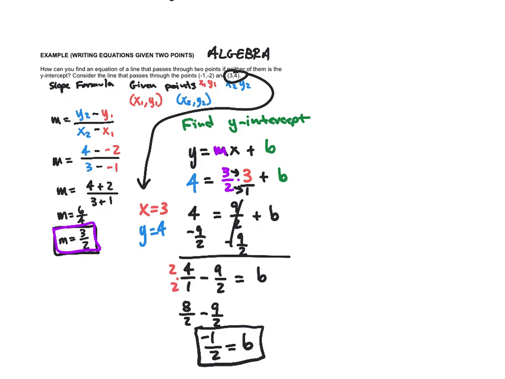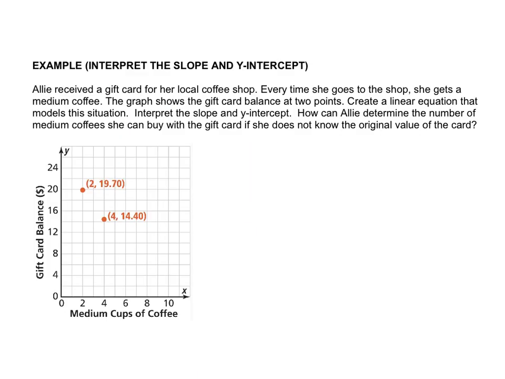All right, let's take a look at the very, very last page. All right, so we've got a word problem here. And this one says, and our goal here is to interpret the slope and the y-intercept. So, Allie received a gift card for her local coffee shop.